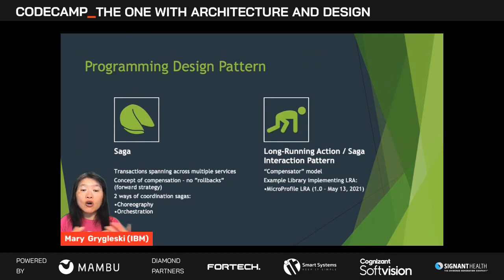And then there's also orchestration. Orchestration really relies on a central component that coordinates things, and that's Saga. Now, I want to bring up this long-running action. It leverages the Saga interaction pattern, and it makes use of a compensator model. I have an example library implementation called LRA, from MicroProfile LRA, which just recently released 1.0. So the team has made big progress, and IBM is a big participant in this project. MicroProfile is an Eclipse Foundation microservices-enabling library. So we have the LRA right now to support the Saga interaction pattern.